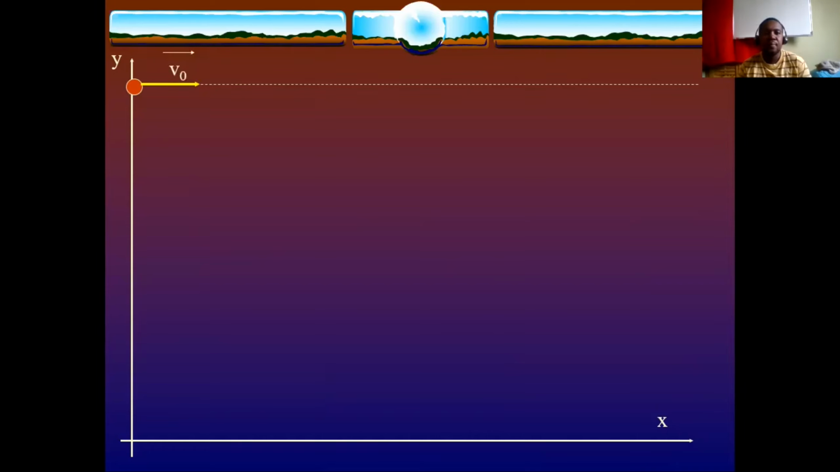Starting off, if this object is pushed off a cliff in a horizontal motion, then the initial velocity it starts with will be v naught in only the x plane, right? So there's no rise in it; it's just being pushed off from the height in the x plane only. In that case, we notice that the ball falls in a curve-like motion until it hits the ground. So it gives us that little curve there.